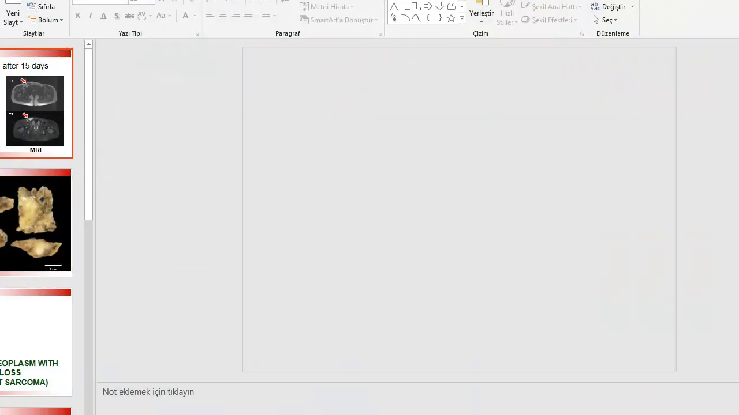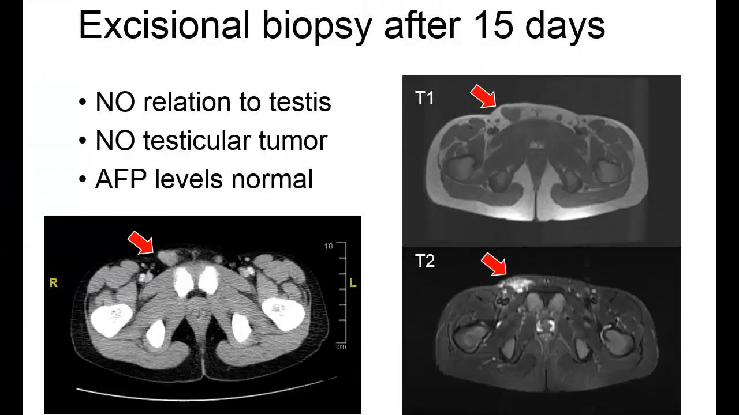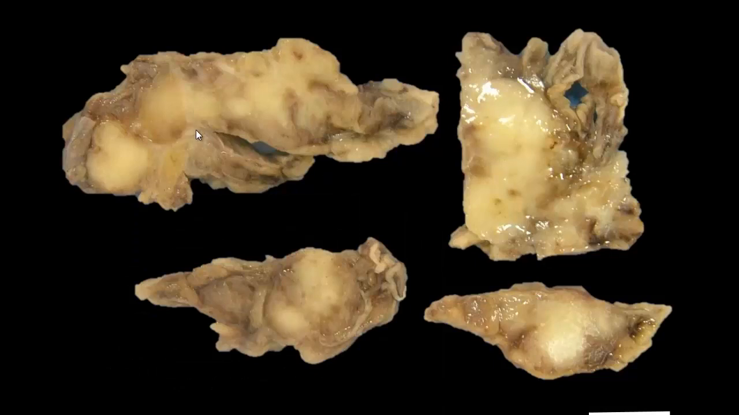Please check out the testis, and after two weeks we receive the excisional biopsy, and they worked up the patient with this inguinal mass here, and there is no relation to testis, no related testicular tumor, and AFP levels were normal. And they took out the whole tumor.